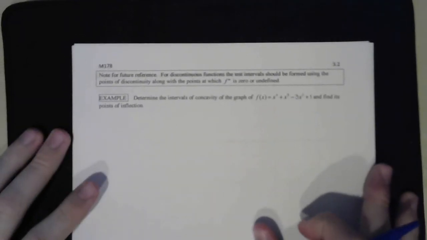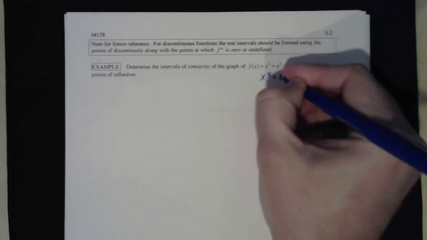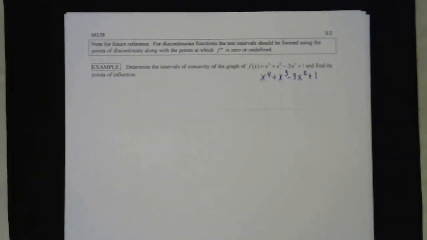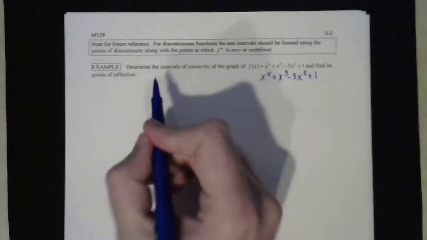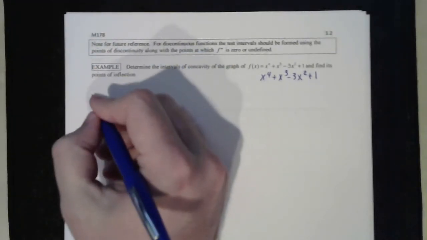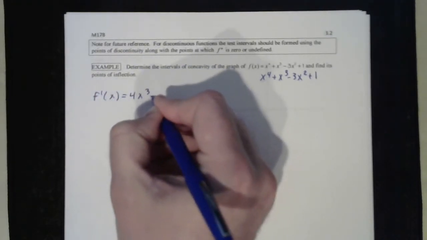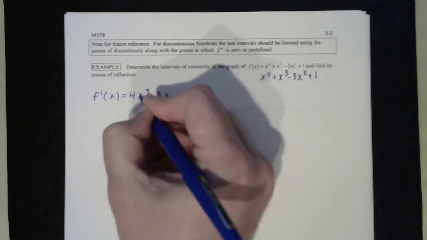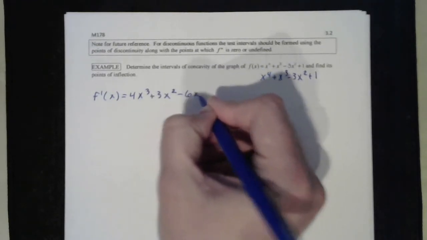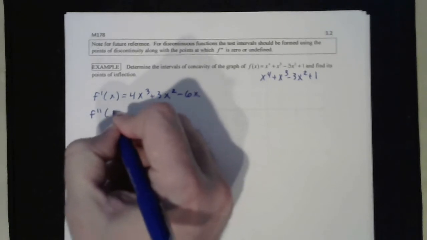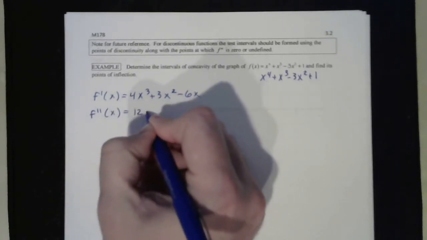So let's try this example here. Determine the intervals of concavity of the graph. This is x to the 4th plus x cubed minus 3x squared plus 1. So here we're just looking for intervals of concavity and points of inflection. So we have our first derivative, f prime of x, is 4x cubed plus 3x squared minus 6x.